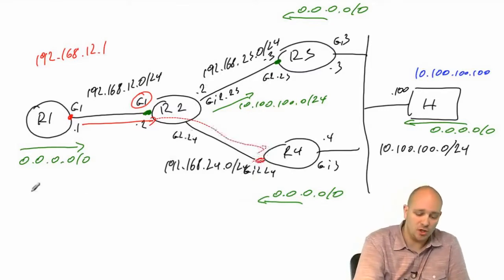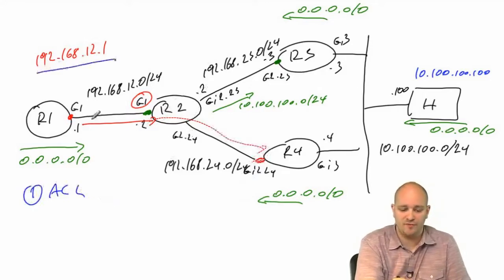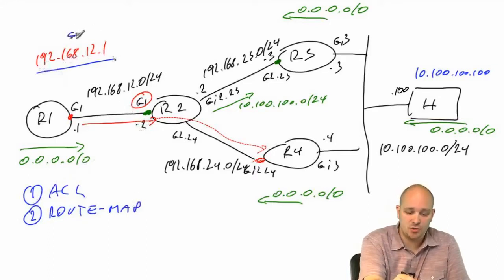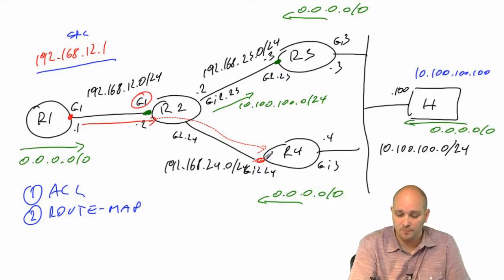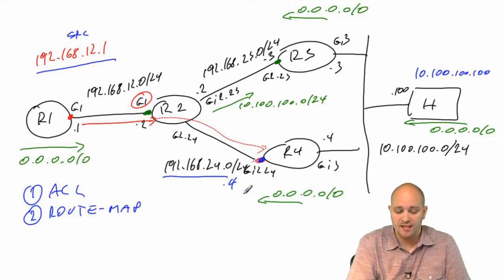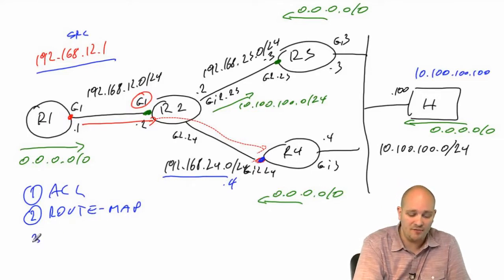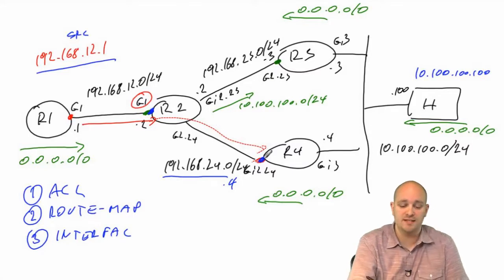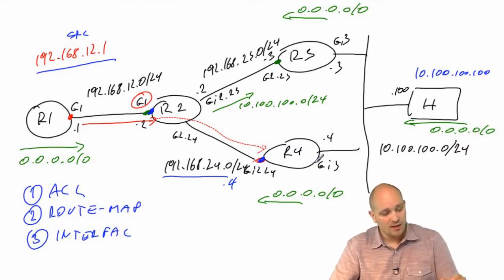So what I need to do is specify an access list that is going to define the interesting traffic, and then define the route map that is going to specify this as the source, and 192.168.24.4 as the next hop. And then finally I need to apply the route map to the interface. So I want to apply this route map on interface gigabit 1. So let's go ahead and configure this.